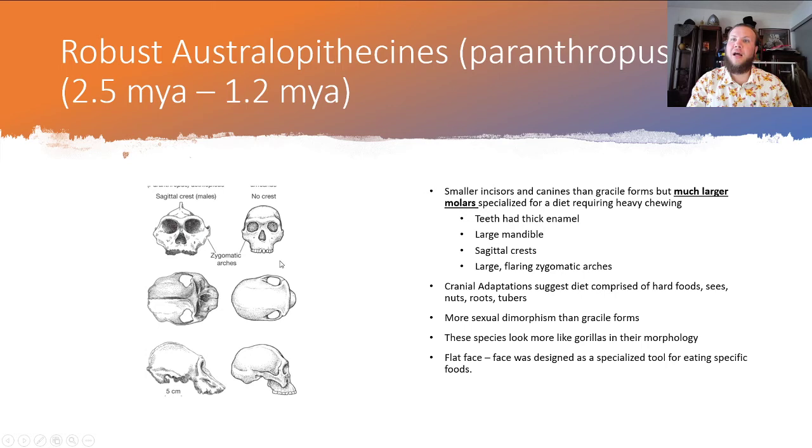So it means that they have cranial adaptations for a diet of hard foods like seeds, nuts, roots, and tubers, okay? So not leaves, but definitely harder foods. So there's more sexual dimorphism in Paranthropus than there is in the graciles. And interestingly, they look more like gorillas in their morphology. So they also have a flatter face, and the face seems to be designed as a specialized tool for eating those hard foods.